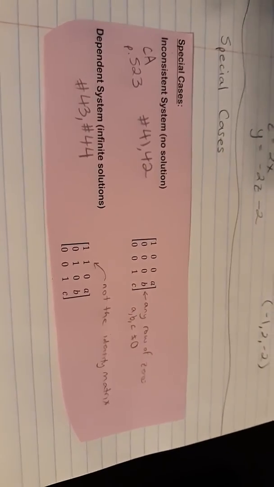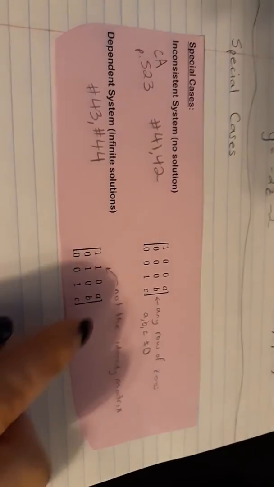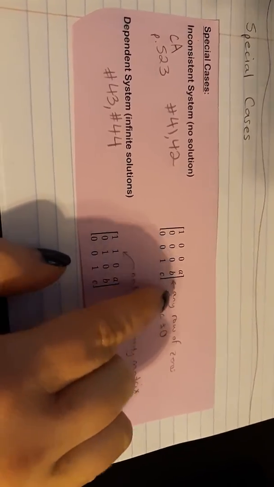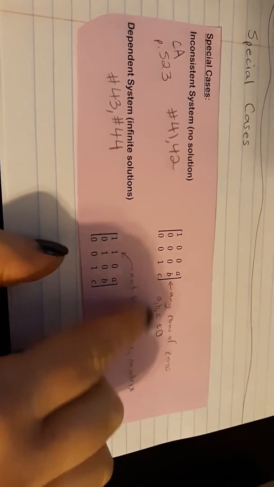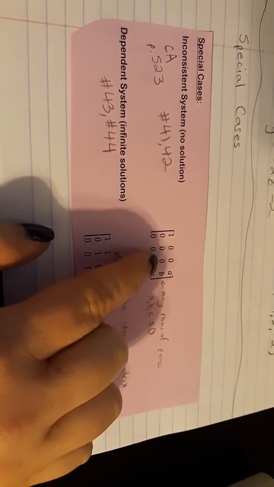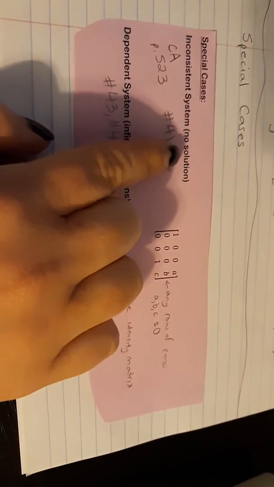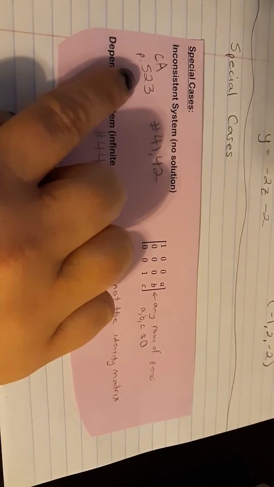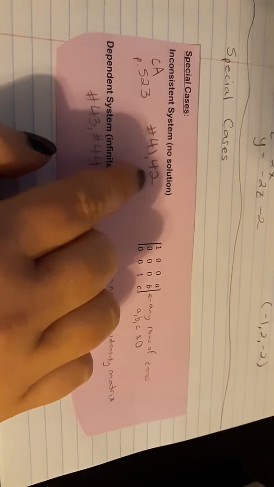So you can have an inconsistent system with no solution, and that happens when you have any row of zeros. So any row of zeros when A, B, and C are not 0 means that something went wrong. So this is a row of zeros, but A, B, and C are not zeros. You have no solution. So if you want to see a couple examples of that, it's in your college algebra book, page 523, number 41 and 42.